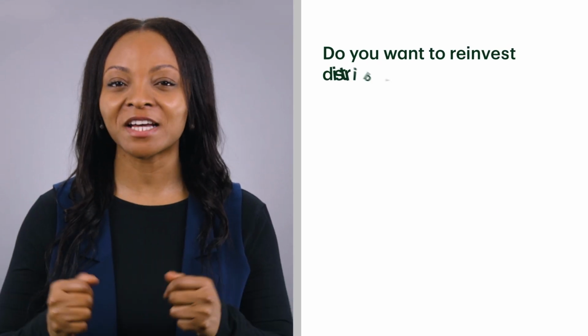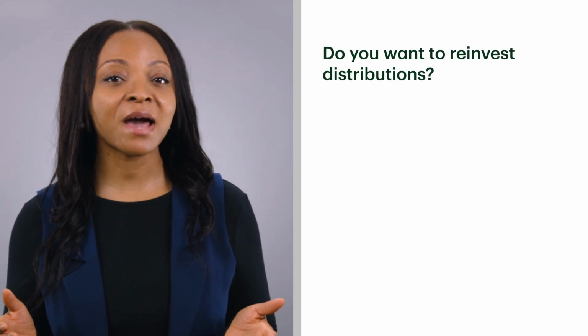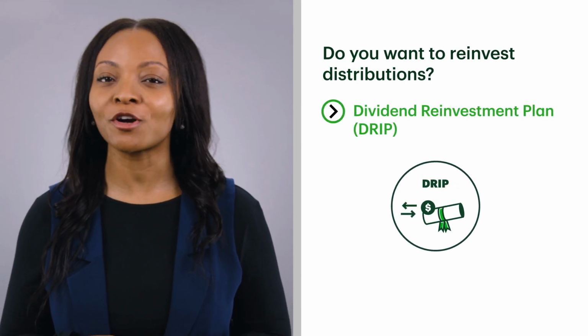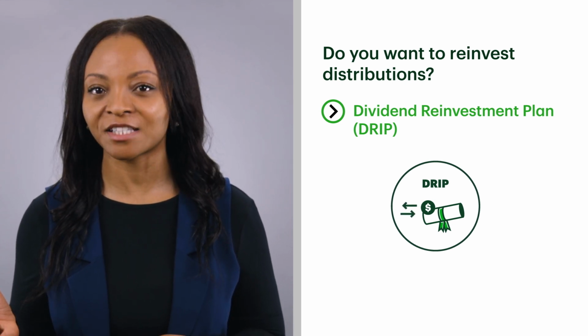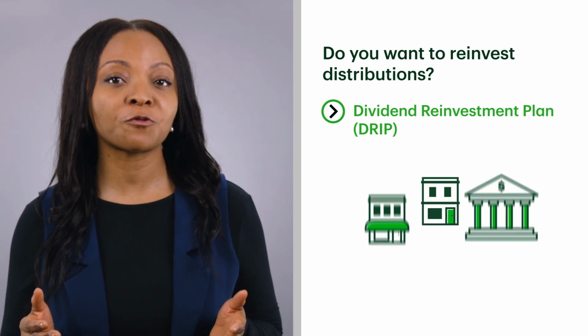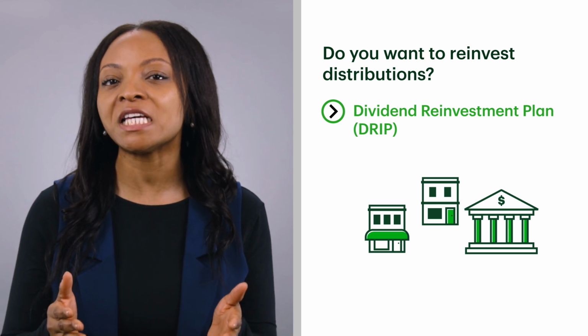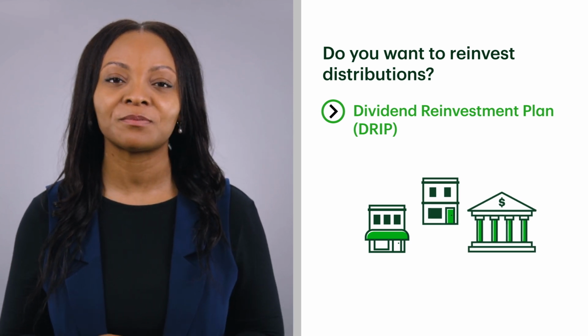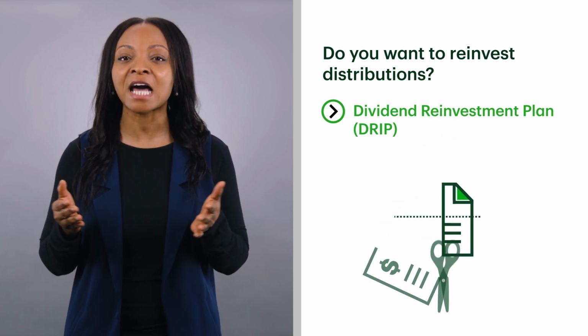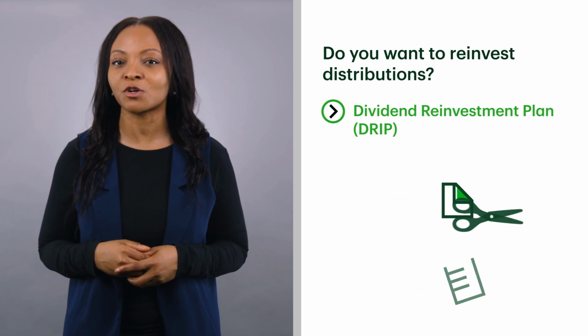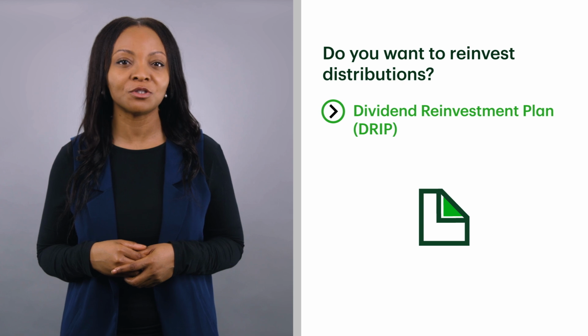Do you want to reinvest distributions? An automatic dividend reinvestment plan, or DRIP for short, is available for most mutual funds, ETFs, and index funds. Most brokerage firms only allow whole shares of an ETF to be purchased using DRIP. However, mutual funds and index mutual funds allow investors to maximize their reinvestment opportunity by buying fractional units.